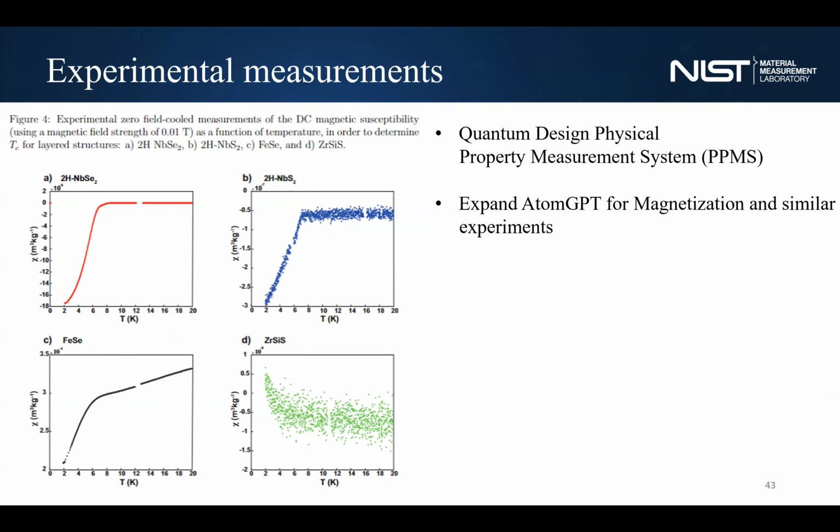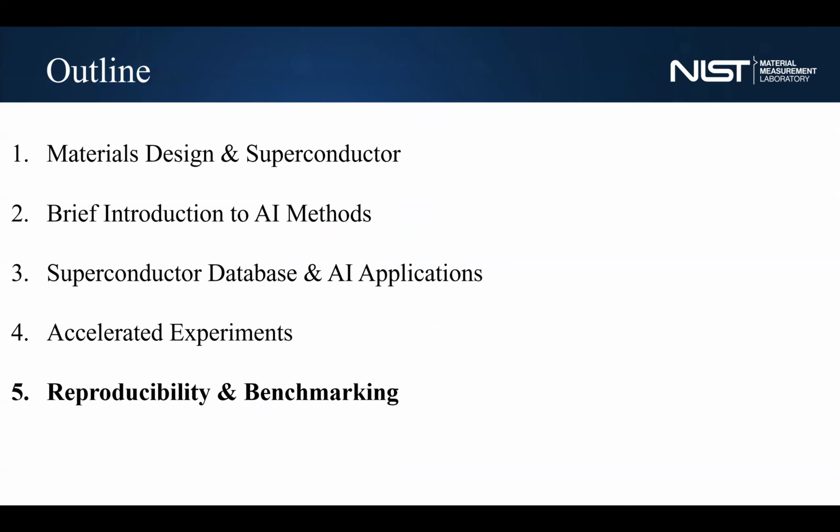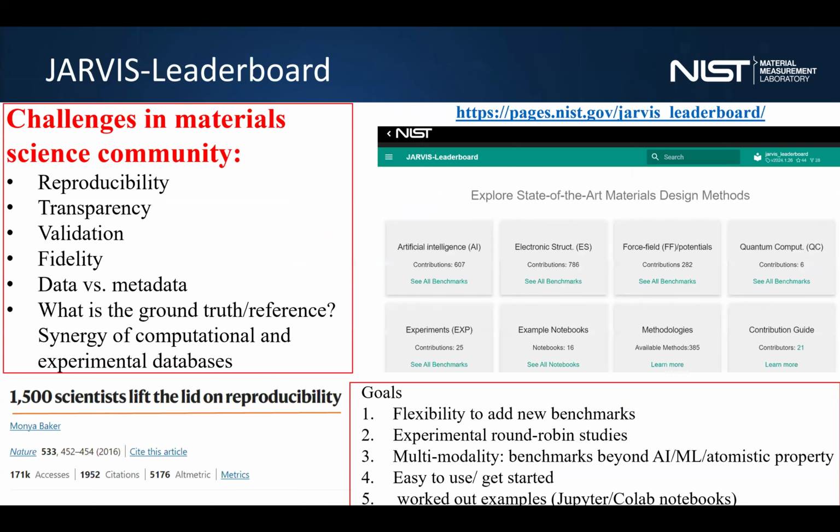And the final part, I don't know how much time you have, but finally, quickly, I'll talk about the JARVIS leaderboard, which we heard about. This is motivated by a paper called "1,500 scientists lift the lid on reproducibility." This paper was published in Nature and is highly cited. In this paper, they show that only 0.5% to 30% of papers out there are reproducible. More than 70% of papers are non-reproducible, which is insane. So how can we have an infrastructure to enhance reproducibility, have transparency, the ability to do benchmarking, and so on?